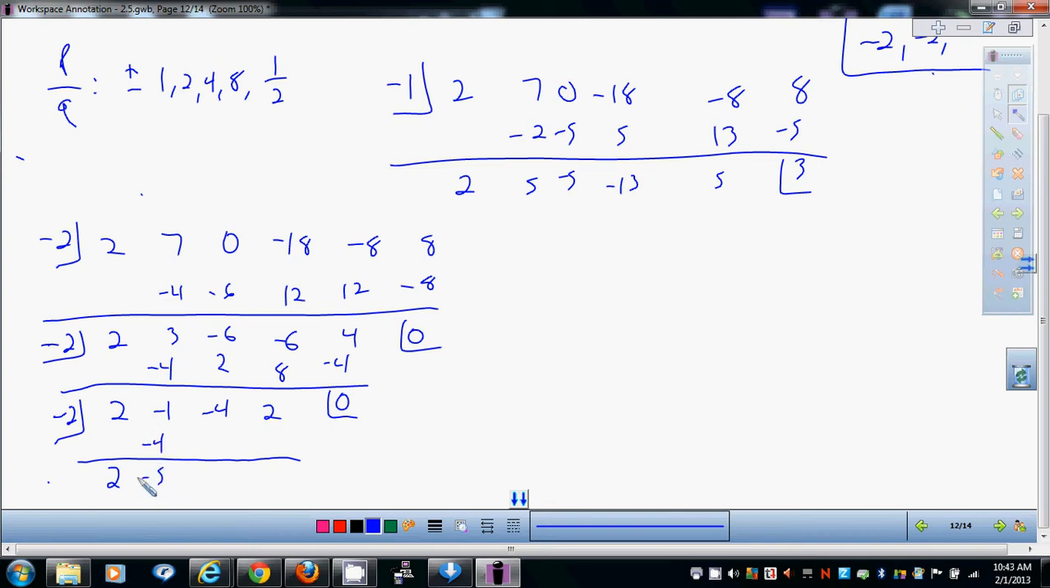So, my depressed polynomial, don't forget to keep that with you. You don't want to go back to the original. That would undo all your work. So let's try negative 4. Well, it's going to take me forever to find this last one. 2, multiply. Oh, this isn't looking good.